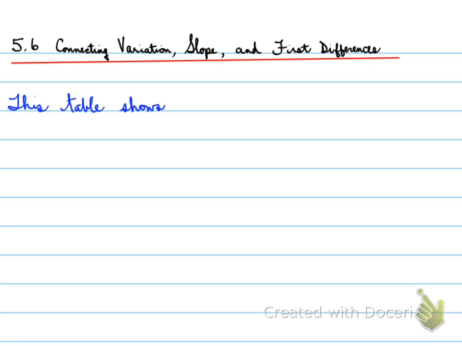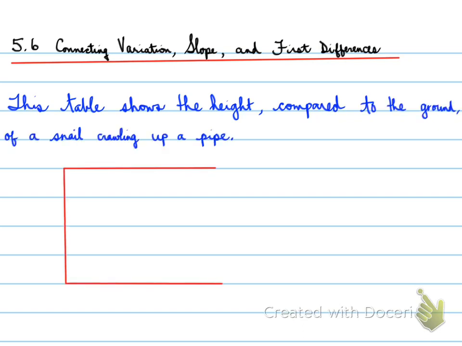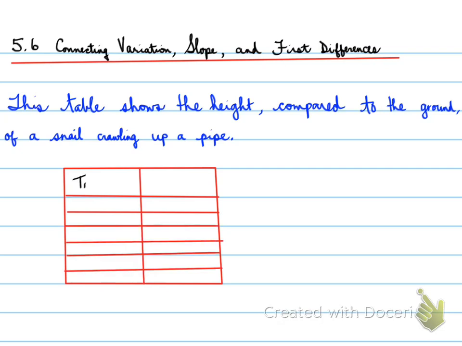5.6. Connecting variation, slope, and first differences. The following table shows the height compared to the ground of a snail crawling up a pipe. You'll notice the time is in minutes and the height is in meters. So at 0 minutes, the height of the snail was -3 meters. That would mean that if the pipe was in water, the snail was 3 meters under the water. And then it grows 1, 5, 9, 13.